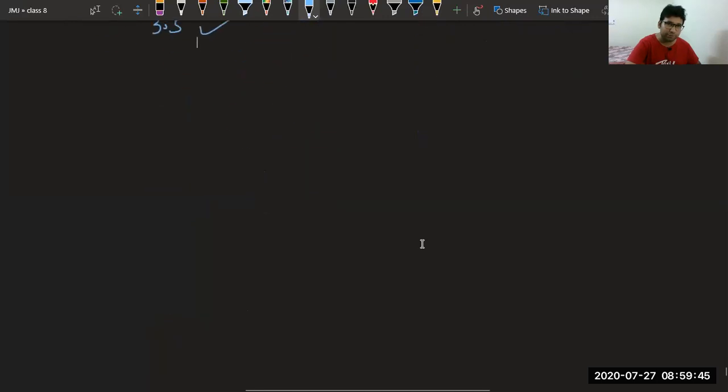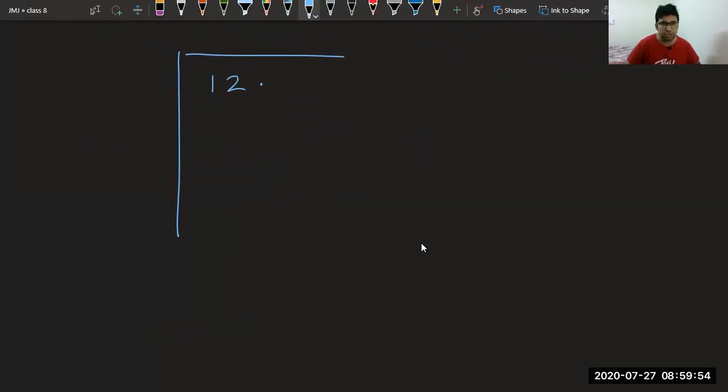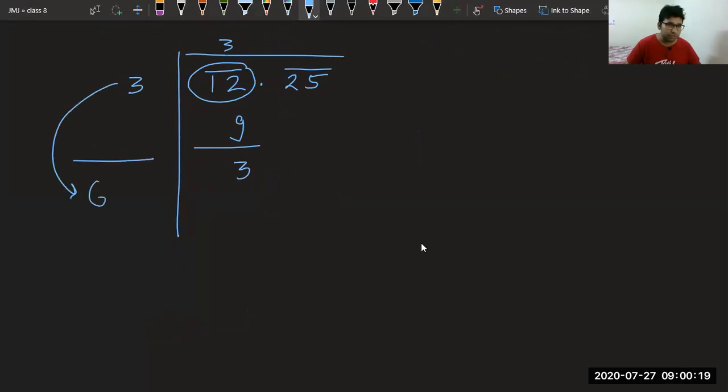Let me repeat this one more time. The number was 12.25. I'm repeating again, please see. I have to make pairs before decimal right to left, after decimal left to right. After this, we have to see this number 12 is reached by 3 because 3 3s are 9. It will give you 3. Now twice of 3 is 6. This 25 will come down as it is, as we have a decimal, so we can add decimal over here.